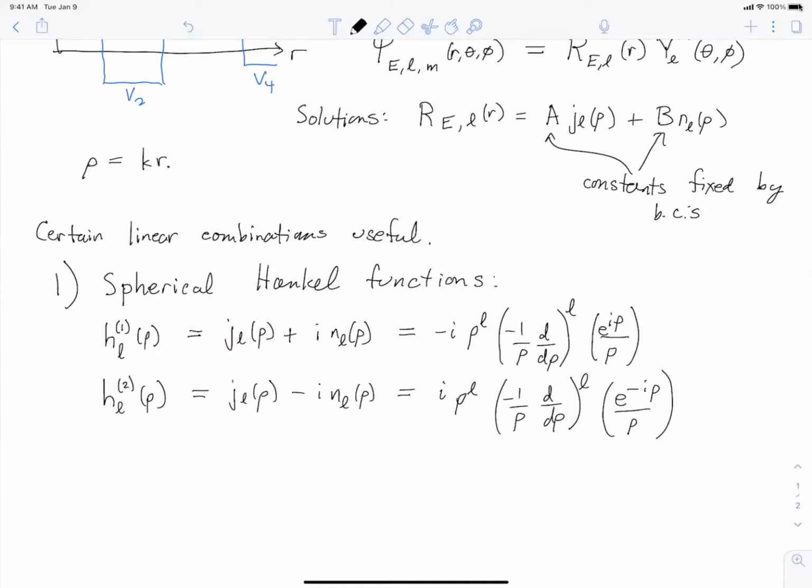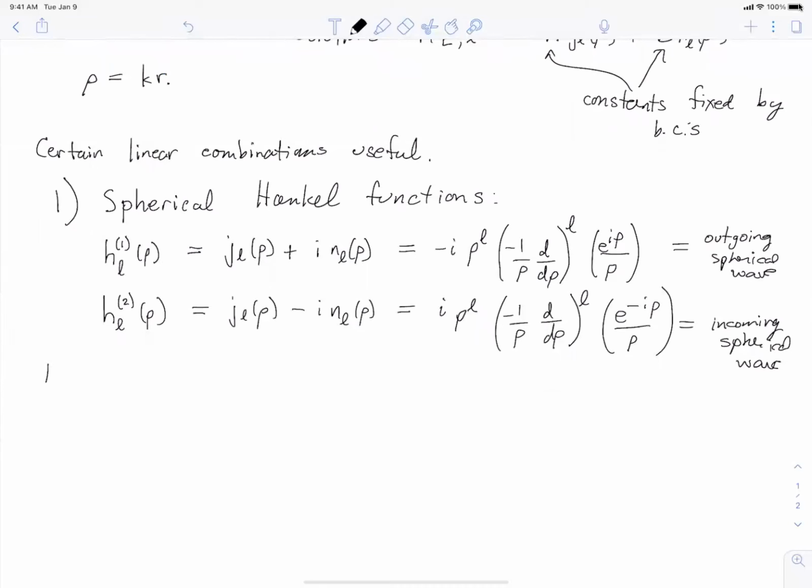So why are these linear combinations useful? It's basically because the first one represents an outgoing spherical wave. And the second one is an incoming spherical wave. So how do we know that? The reason for why they're outgoing and incoming spherical waves is we can understand as follows.